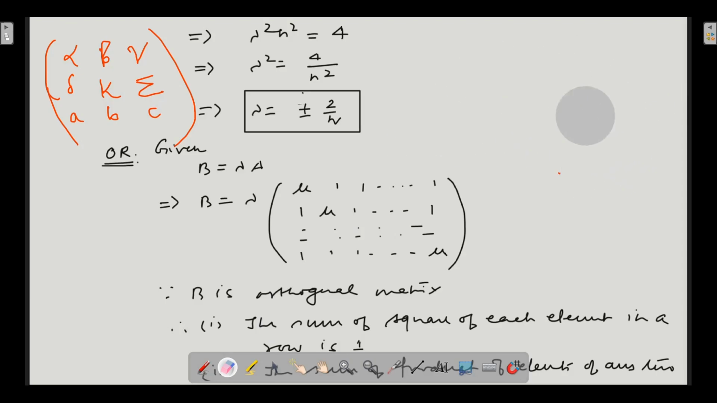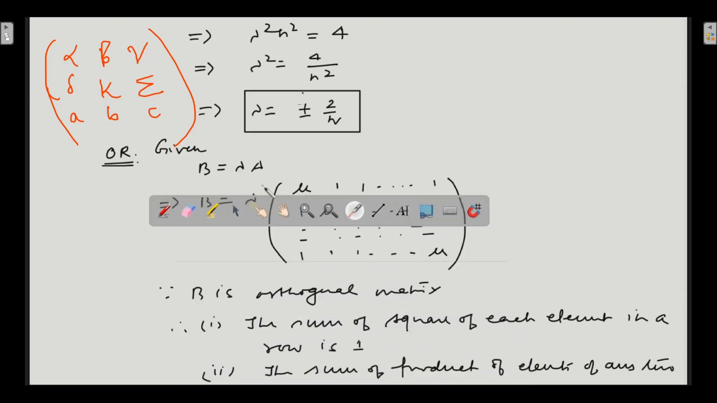Now let us erase this. So the first condition is already done: alpha square plus beta square plus gamma square equal to 1, delta square plus kappa square plus sigma square equal to 1, and A square plus B square plus C square equal to 1. This is the first condition, which is satisfied if this matrix is orthogonal.